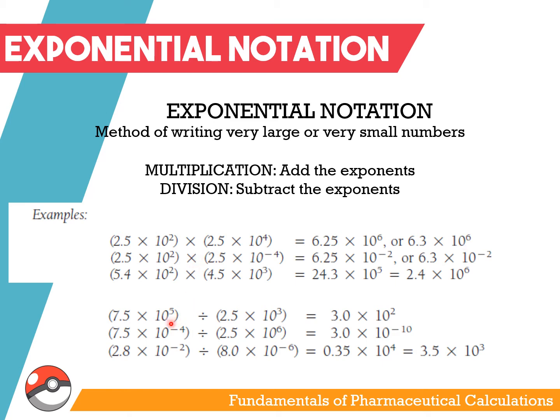In division, we have this example, 7.5 times 10 to the fifth power divided by 2.5 times 10 to the third power. You divide 7.5 by 2.5, that is 3, and you subtract 5 and 3. And then you'll have 3 times 10 to the second power. So you can look at the other examples so that you'll have practice in solving problems involving exponential notation.